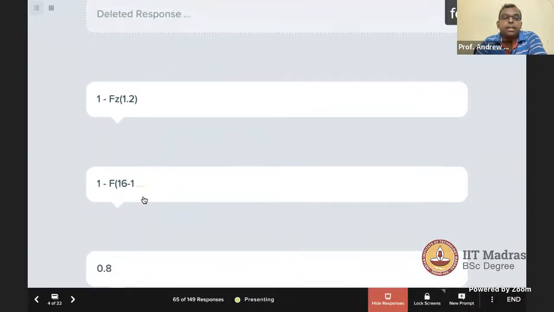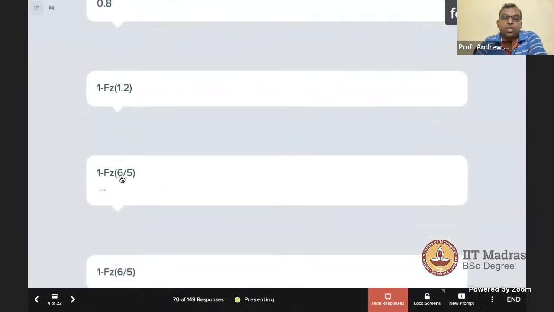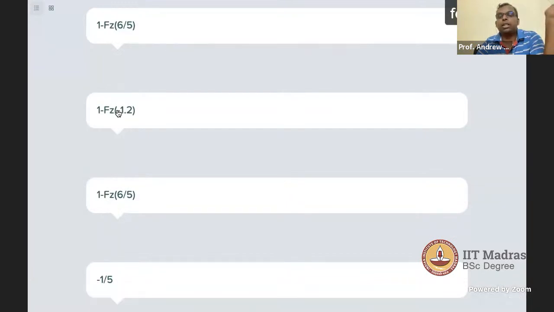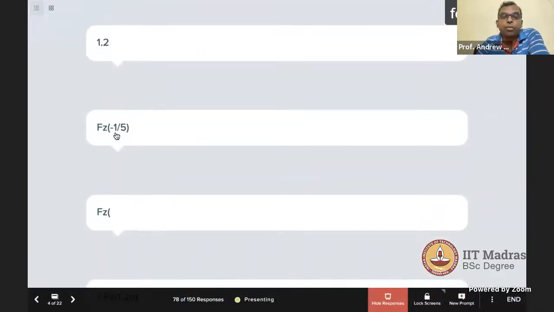So this is correct. People are typing out the full expression here: 1 minus FC of 1.2, 1 minus FC of 6 by 5. That's correct. Notice the mistake here: there's a minus 1.2. That's again a mistake. You're being slightly less careful here. It's 16 minus 10, that is plus 6, and you do 1 minus only after the FC. That's the area to the left of 16, so you want the area to the right, so you do 1 minus the probability. What's inside the argument doesn't go negative. It's not FC of minus, it's 1 minus FC.